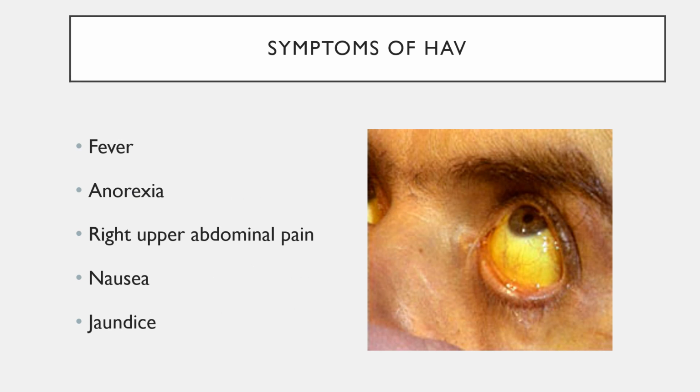The symptoms of hepatitis A virus can usually start to develop about 2 to 6 weeks after exposure, and there's an acute onset of these types of symptoms: fever, anorexia or loss of appetite, right upper abdominal pain, nausea, and about 70 to 80% of the people that have hepatitis A have jaundice. The incubation period is about 15 to 50 days. The virus can actually be seen in feces of the infected individuals by electron microscopy 10 to 14 days before the onset of the disease.